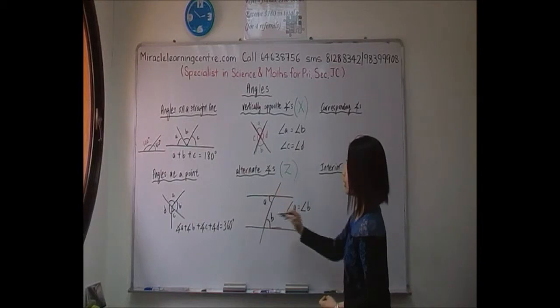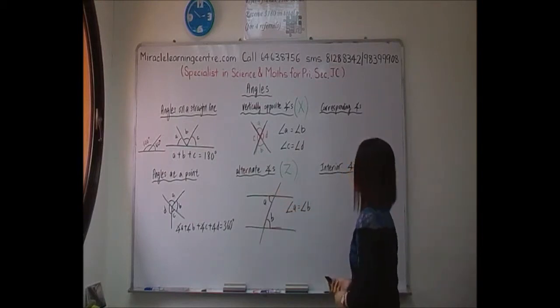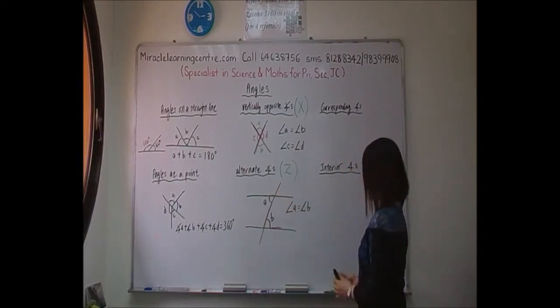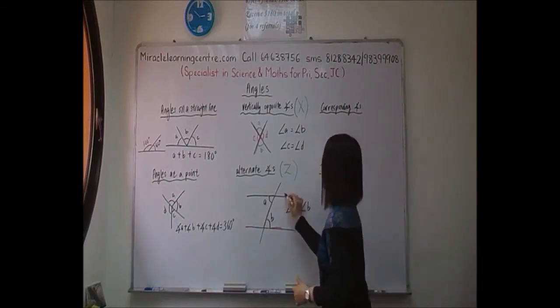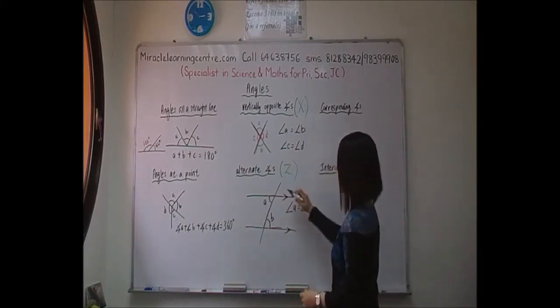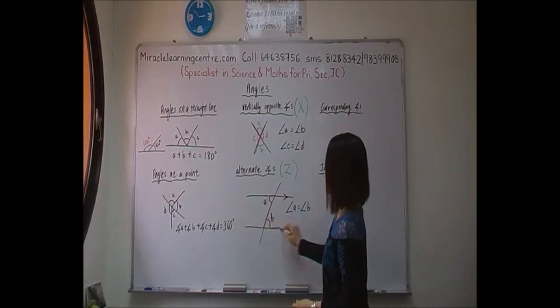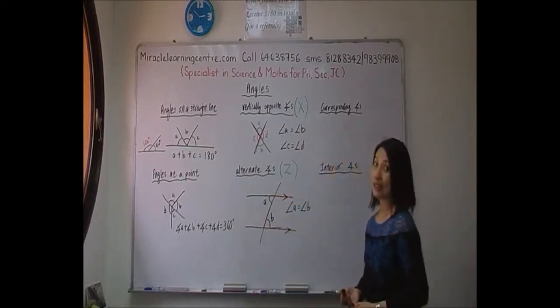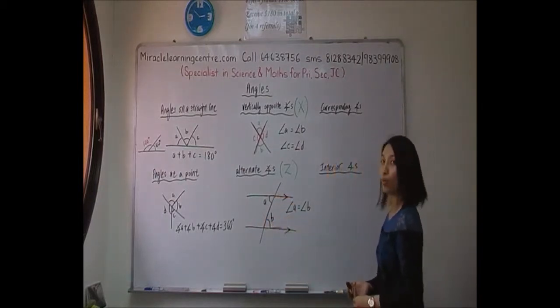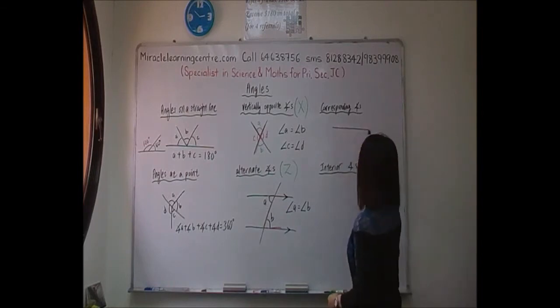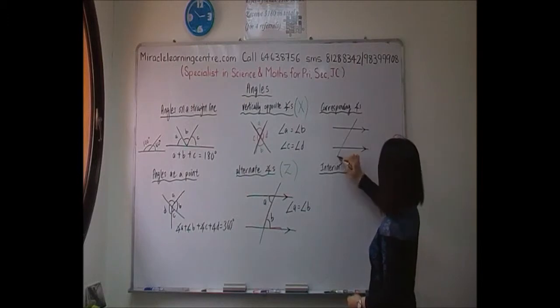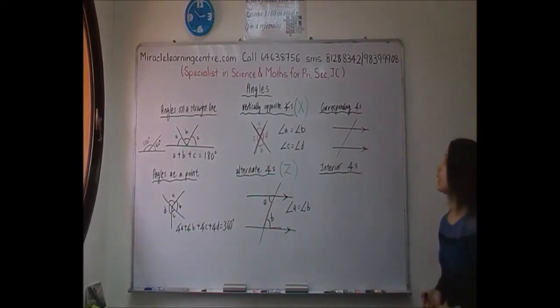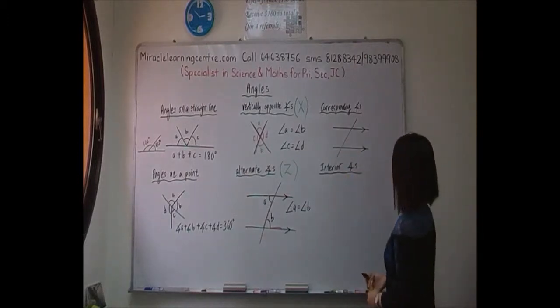Alternate angles are equal, but they have to be parallel lines. With parallel lines, you look out for the letter Z, and they are alternate angles. Corresponding angles, you need to look for parallel lines also, and there's a line cutting through.